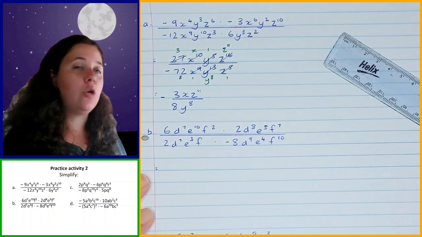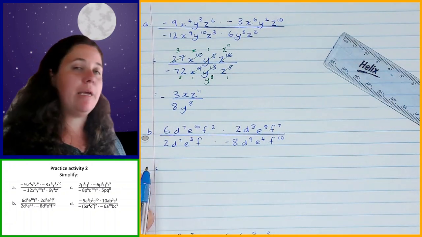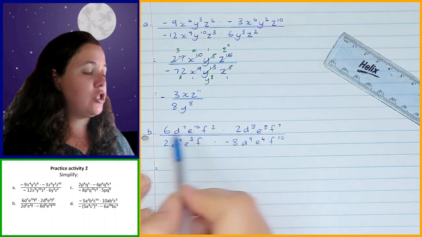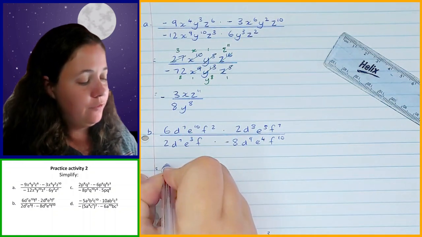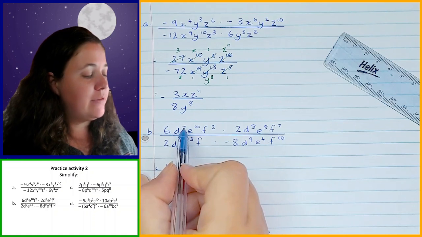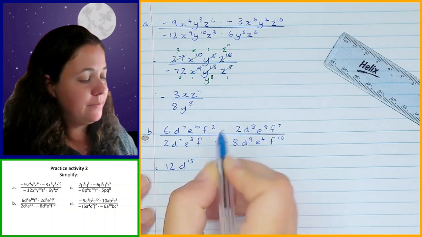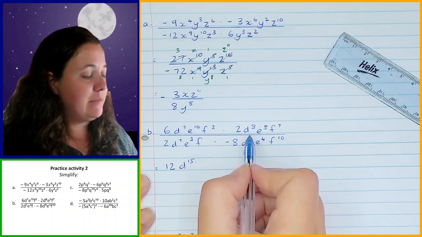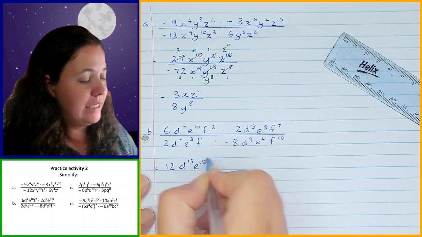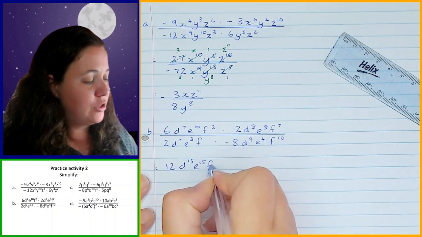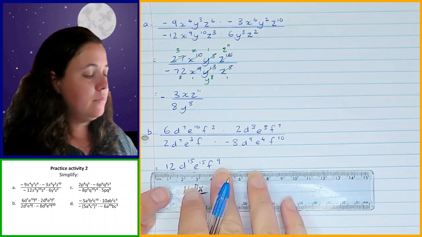Okay, in question B, again, I will do it the method of simplifying the top and the bottom first. So if I simplify the top, I get 6 times 2 is 12. D to the power of 7 times D to the power of 8 is D to the power of 15. Then I've got E to the power of 10 times E to the power of 5 is E to the power of 15. And F to the power of 2 times F to the power of 7 is F to the power of 9. Over.